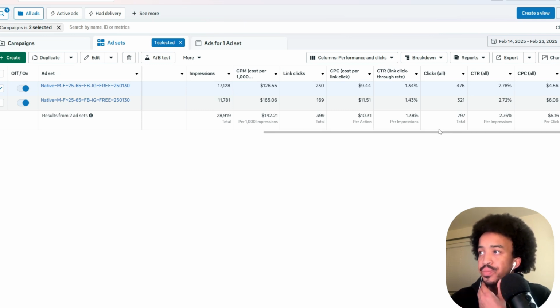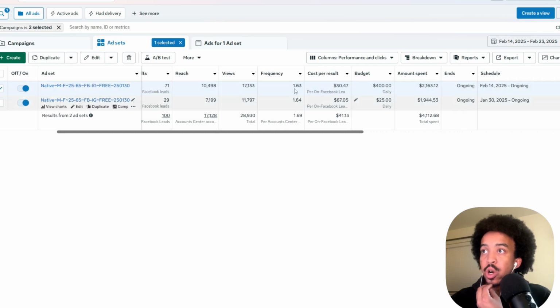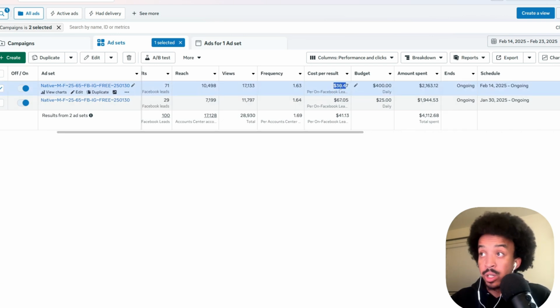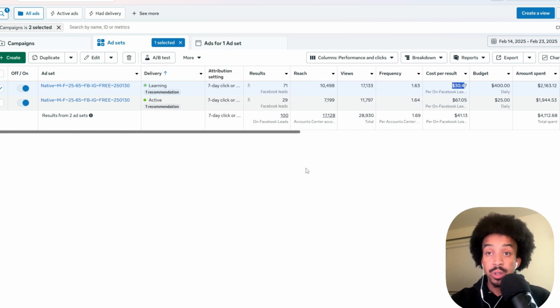And then obviously the most important part is how much you're spending and what's the cost per lead with that. And like we already mentioned, the cost per lead is already better than the other person. So high concept, the most important thing: make sure that you're a mad scientist with your creatives if you want to get a better cost per lead.